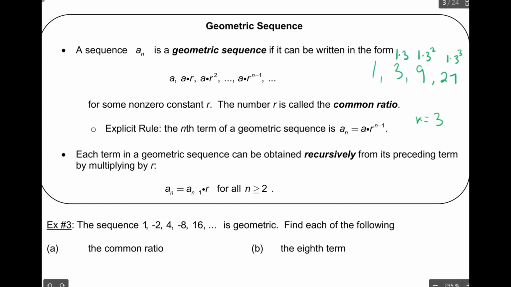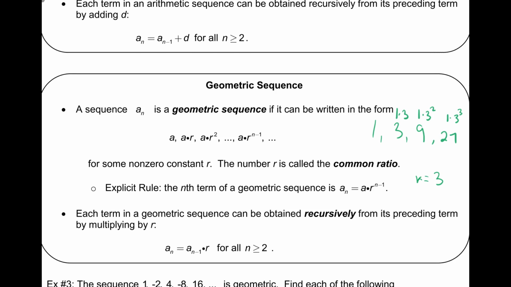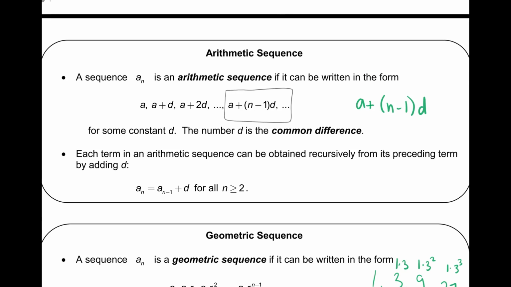Explicit rule: the nth term of the geometric sequence is A times R to the n minus 1. Each term in a geometric sequence can be obtained recursively from its preceding term by multiplying by R. Literally, if I want to find the fourth term, I just have to find the third term and multiply by 3. If I want to find the third term, I just find the second and multiply by 3. You just go all the way down the line. Cool. Recursive, that's a computer science thing.